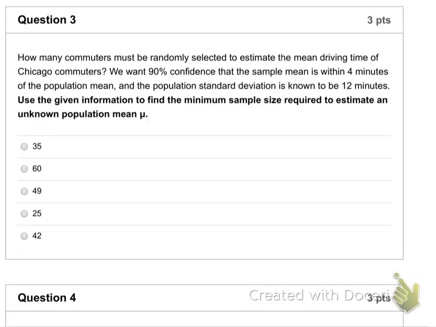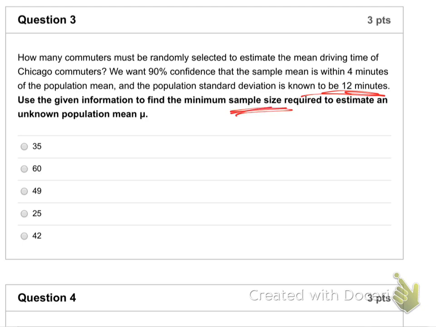How many commuters must be randomly selected to estimate the mean driving time of Chicago commuters? We want 90% confidence that the sample mean is within 4 minutes of the population mean, and the population standard deviation is known to be 12 minutes. All right, so what is this? It says sample size right there.